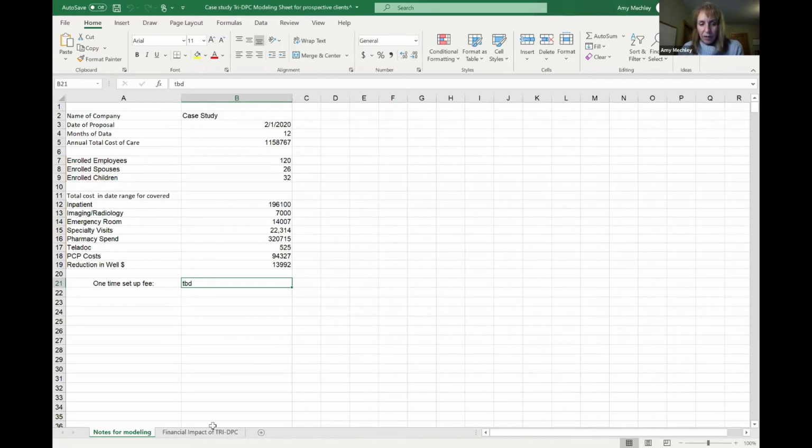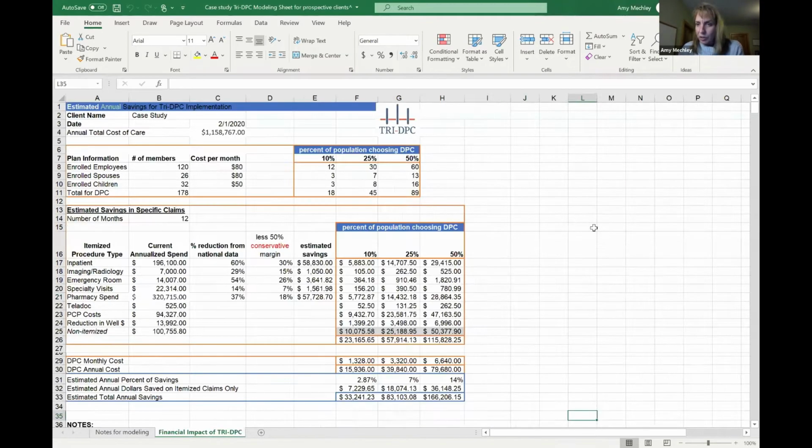So once I have all of this, I put it into a spreadsheet like this. And then I take this information and actually put it into a proposal. But I wanted to show you guys the backbones of this.